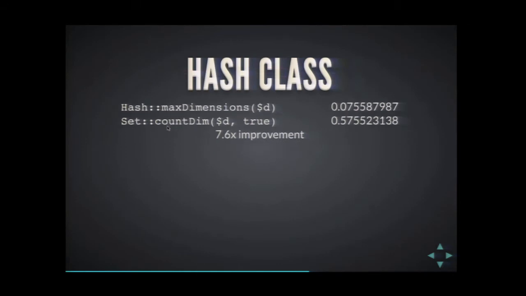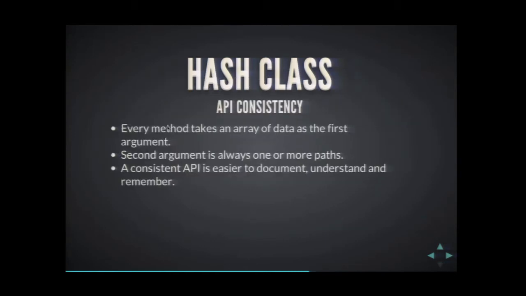And then we do maxDimensions. This is one of the slower functions in Set. So if you're ever doing countDimensions and you want to find out what's the deepest part of this array tree, it's actually up to 7.6 times faster. So that's a pretty good improvement. And the code is actually a lot easier to read and way more maintainable. The API is also far more consistent inside Hash.